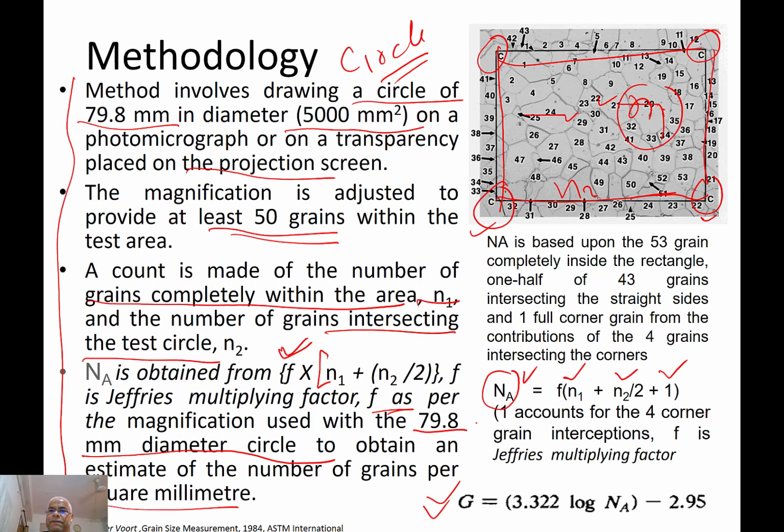So in this case, 53 is the number of grains completely within the rectangle, and 43 is the number of grains intercepted by the rectangular lines. So half of that will be used: 53 plus 43 divided by 2, plus 1. That's how the average number of grains per unit area will be identified.